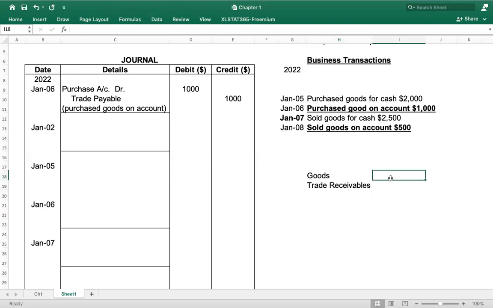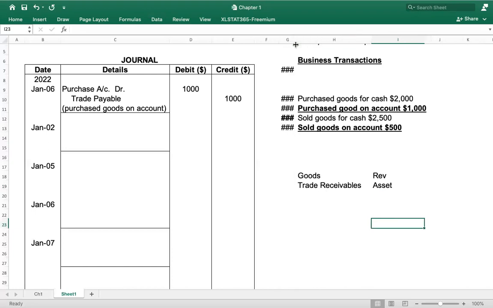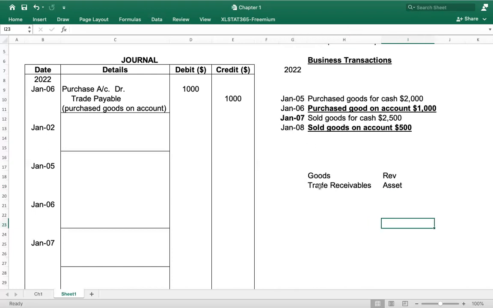So goods is which category? Revenue, because we are selling goods, right? And trade receivable? Asset. Trade payable was a liability in the previous transaction, right? In this transaction, it will be an asset. Now tell me which is increasing, which is decreasing.